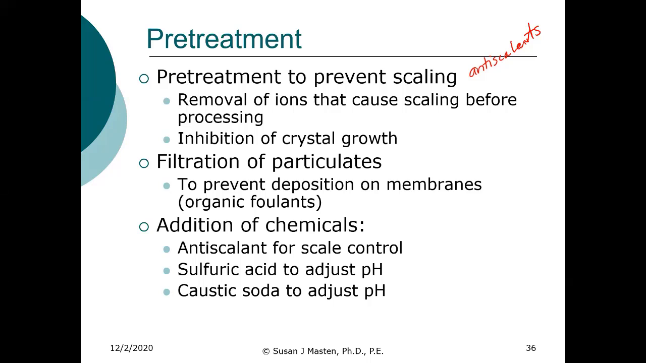We can pre-filter. We saw that, for instance, with the RO, where there was a membrane filter, perhaps a microfiltration process before the reverse osmosis system, so that you're filtering out those particles prior to the RO unit, minimizing fouling on the membrane unit. You can also add sulfuric acid or caustic soda to adjust the pH. Here what you're looking at doing is changing the solubility, so you want to prevent that precipitation.